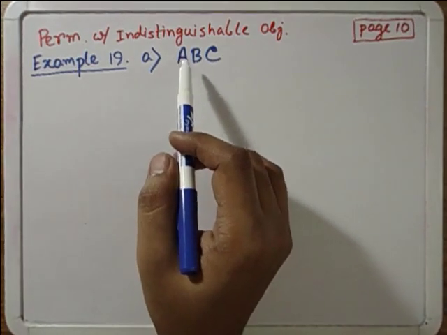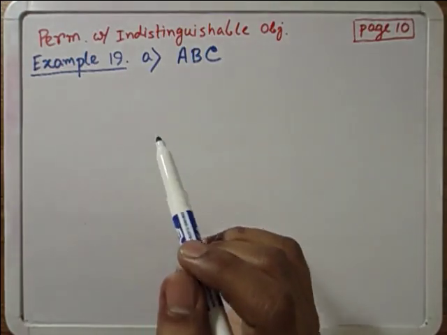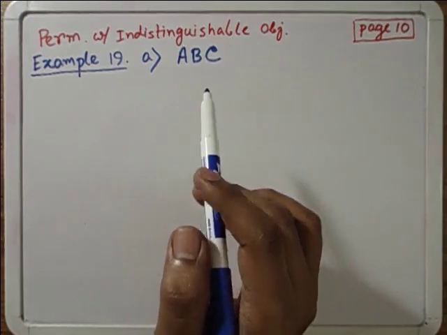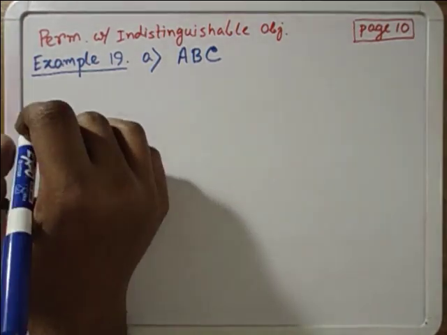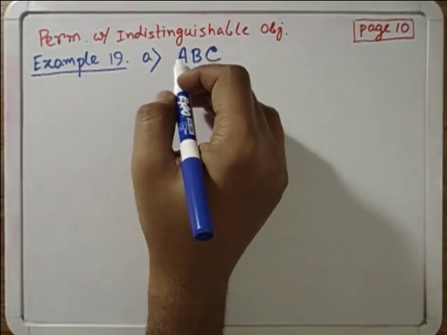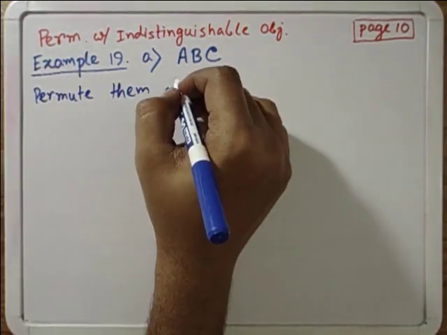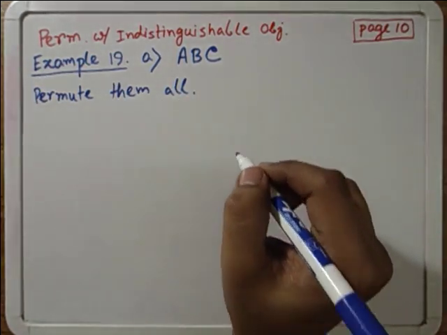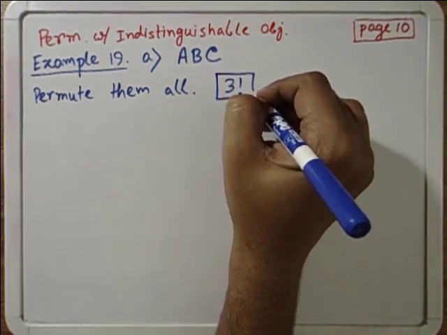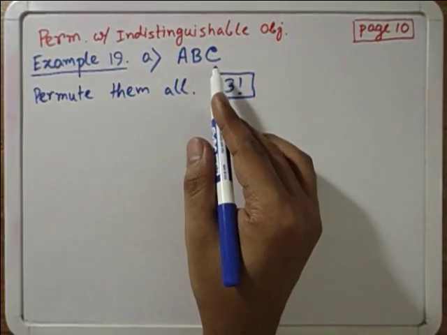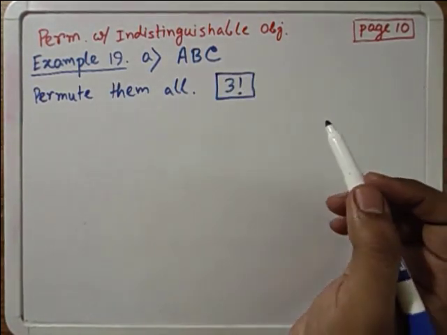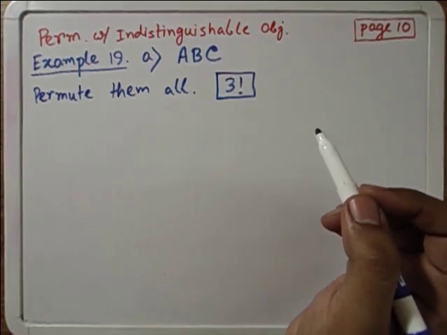So you have a string with 3 letters ABC. How many different strings can you make by reordering these 3 letters? Let's see. So you have 3 different letters and you want to permute them. So from the formula we know that the answer is 3 factorial. 3 different letters. If you want to permute all of them, there are 3 factorial different ways of doing that, and you generate different strings.